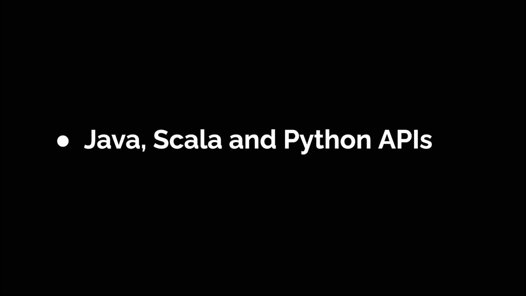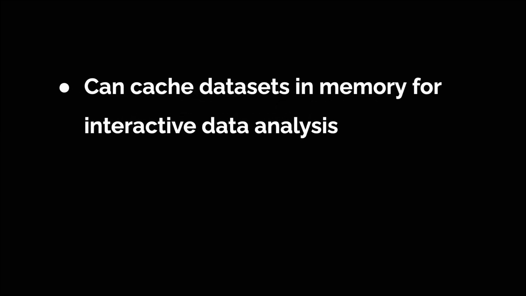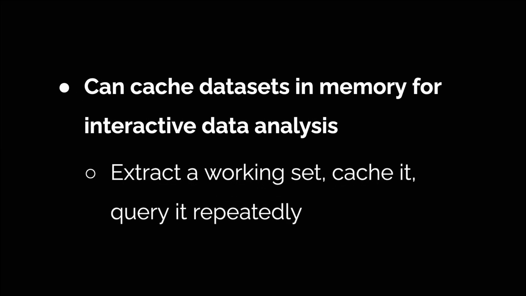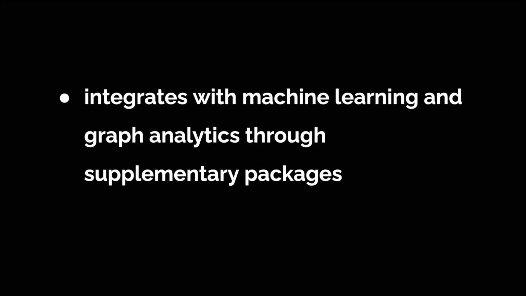As well, Apache Spark has APIs, application programming interfaces, for Java, Scala, and Python. You can cache datasets in memory for interactive data analysis thanks to Apache Spark. This means you can extract a working set, cache it, and query it as many times as you need. As well, Apache Spark integrates with machine learning and graph analytics through supplementary packages, for example, MLlib and GraphX.